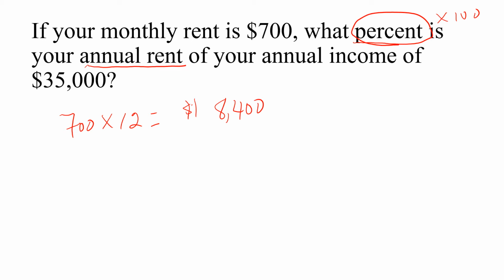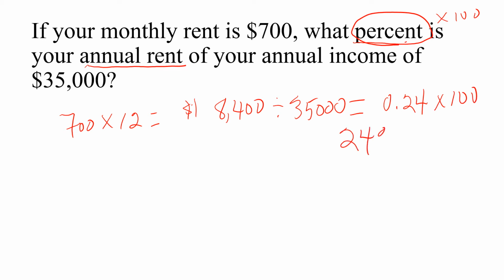So your annual income is $35,000. So to find the percent that $8,400 is of $35,000, we're simply going to divide our annual rent by 35,000, and that gives us 0.24. Since we're answering a percent, we multiply that by 100, and our answer is 24%.